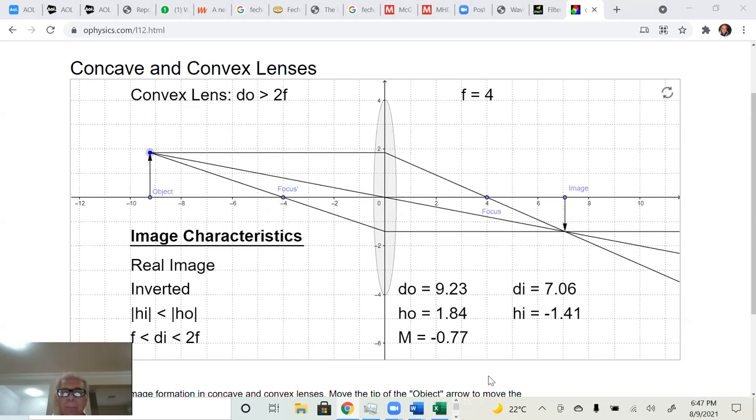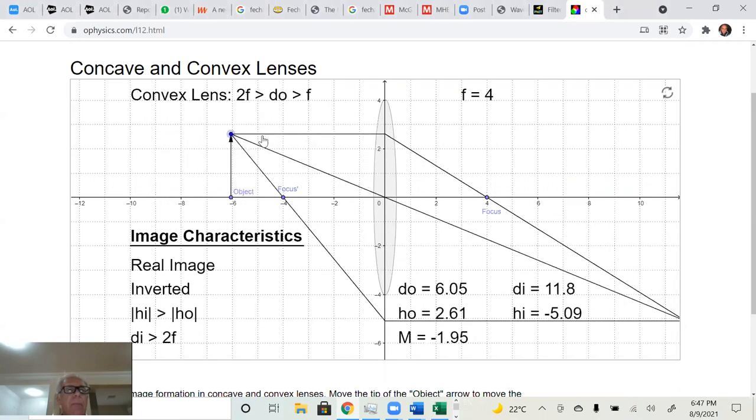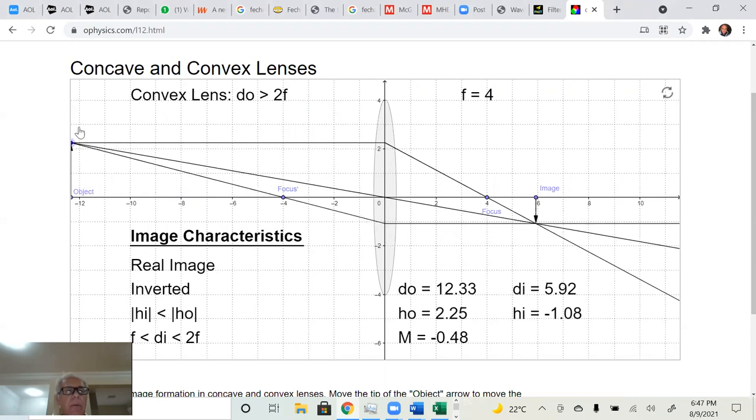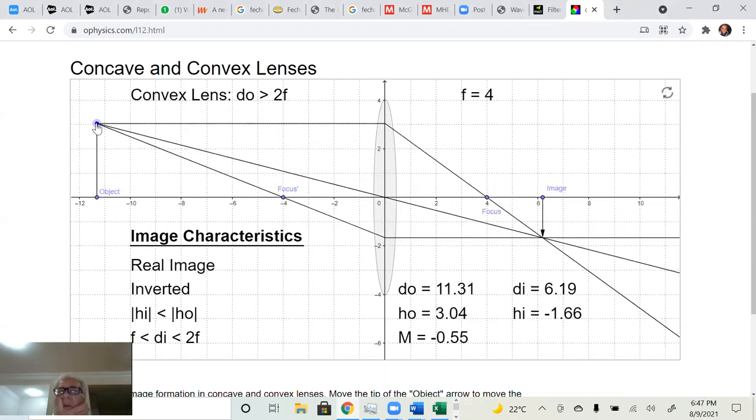Okay. You should see something like that. Lens. That's geometrical optics. It's rather simple theory.